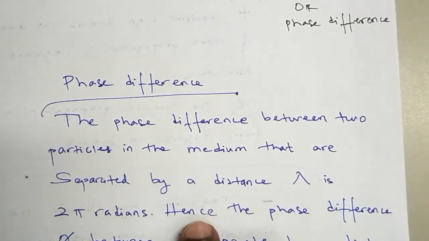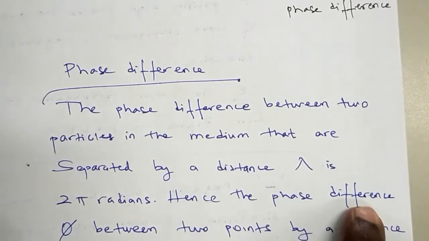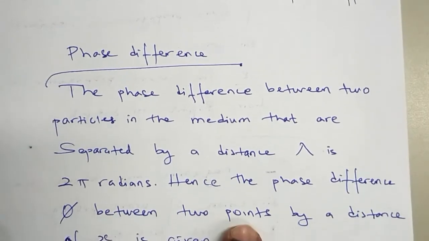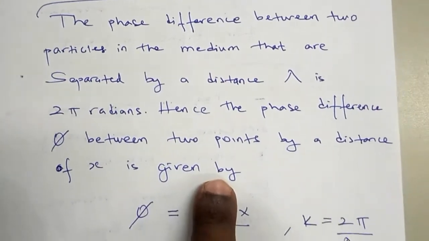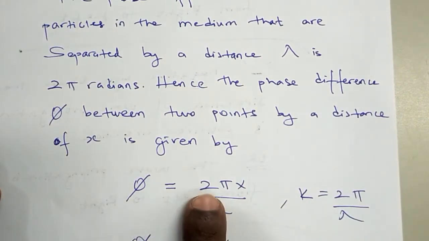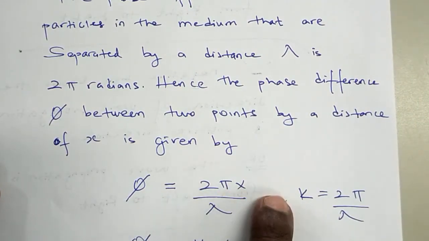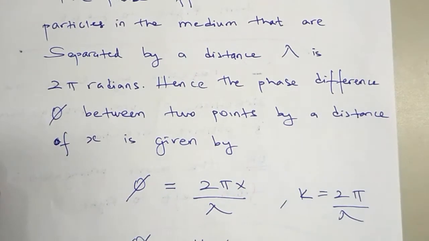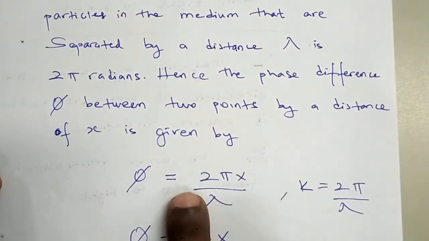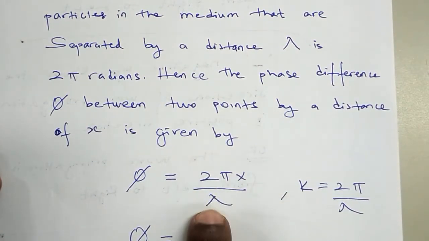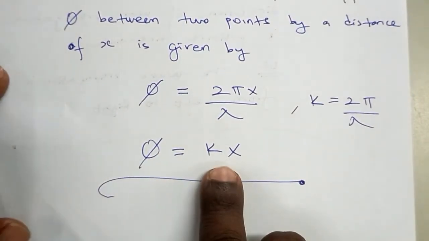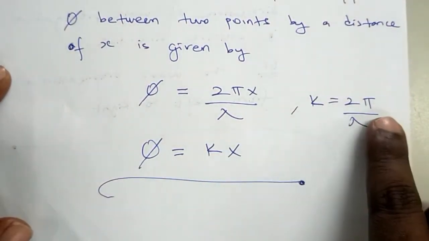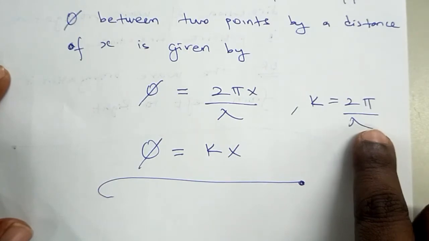Hence, the phase difference phi between 2 points separated by a distance of x is given by phi equals 2 pi x over lambda, or 2 pi x per unit lambda of wavelength. So phi equals kx, where k equals 2 pi over lambda, the wavelength.